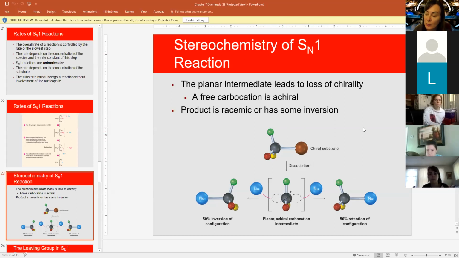This is in contrast with the SN2 reaction. In SN2, if you start with S, you end up with R. And if you start with R, you end up with S. Very reliable inversion of the configuration. Here, you do not retain the configuration. You get a mixture of R and S when your reaction is completed. Does that make sense? More or less?